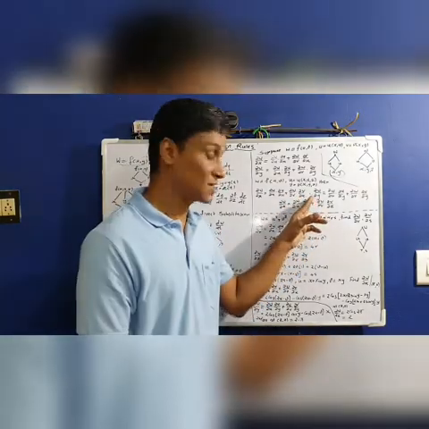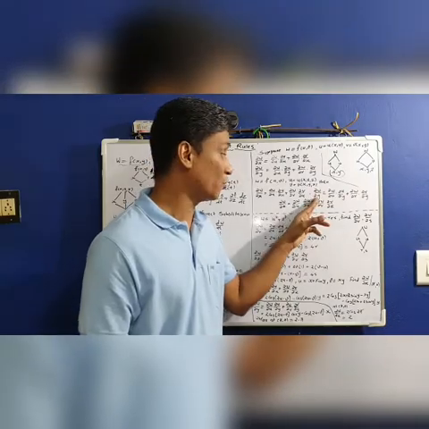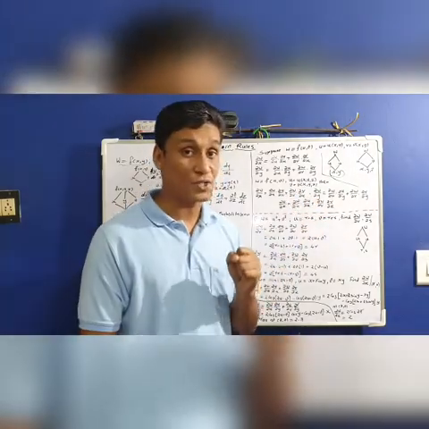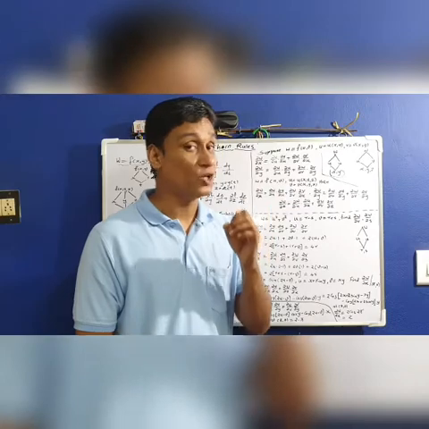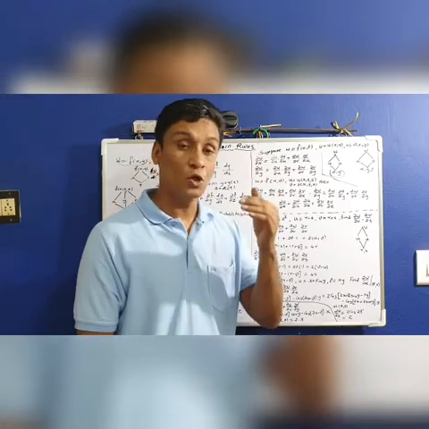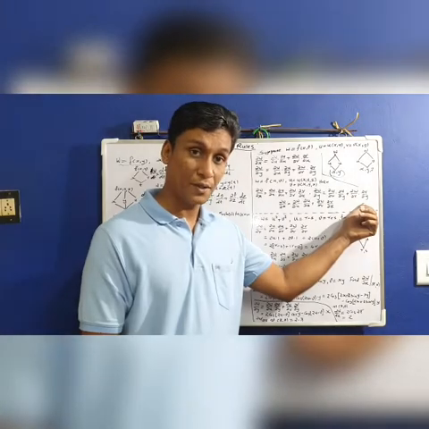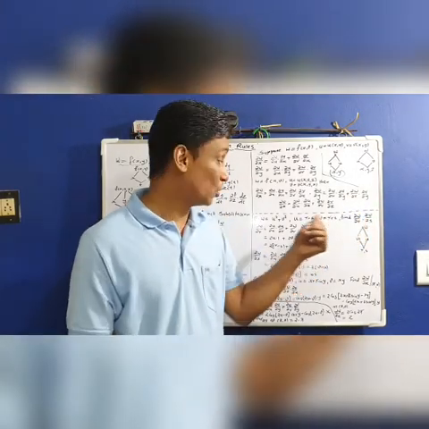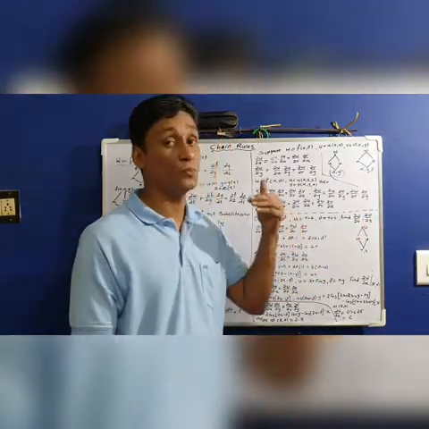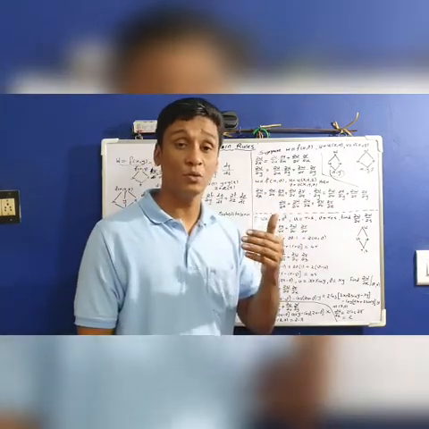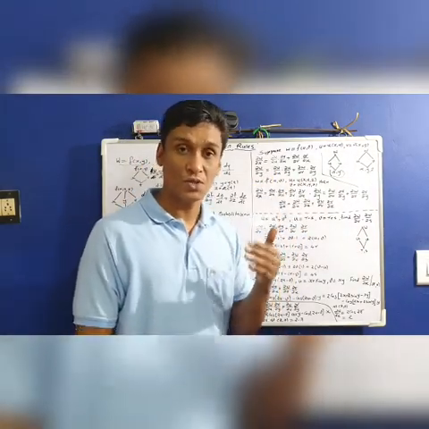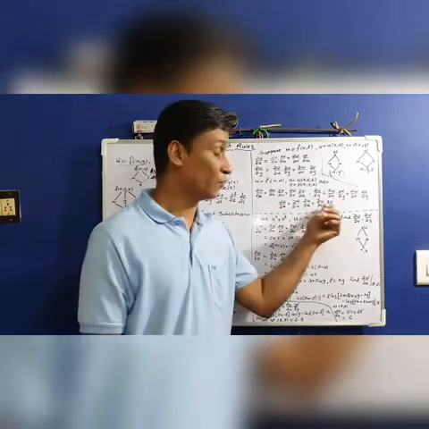Now the second partial derivative is ∂w/∂y. ∂w/∂y is ∂w/∂u · ∂u/∂y + ∂w/∂v · ∂v/∂y. One more variable is there, z. So ∂w/∂z = ∂w/∂u · ∂u/∂z + ∂w/∂v · ∂v/∂z.